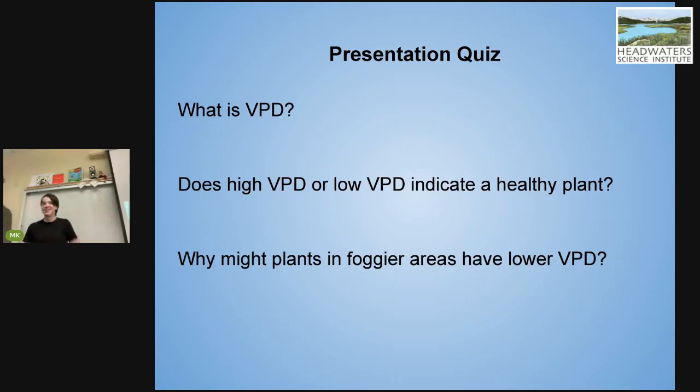Okay. Who knows what VPD is? Annie? Vapor pressure deficit. Yes. Okay. How does high VPD or low VPD indicate a healthy plant?